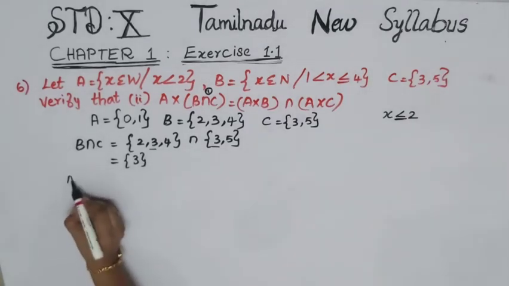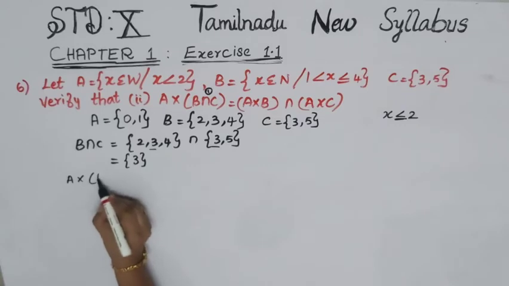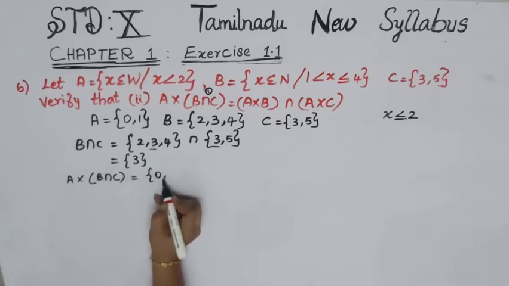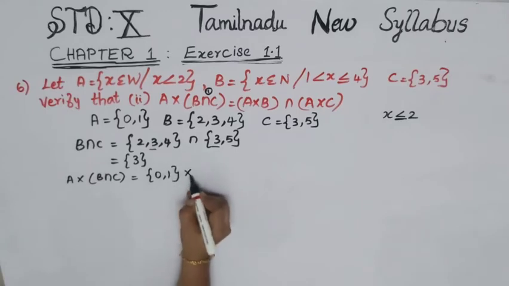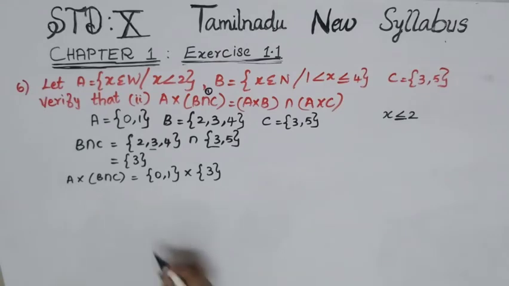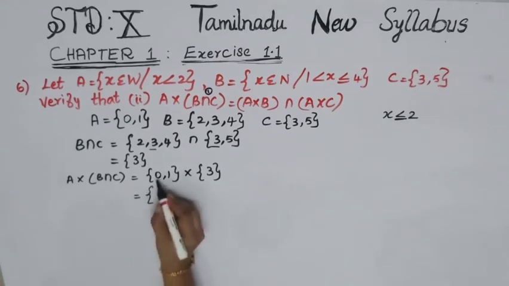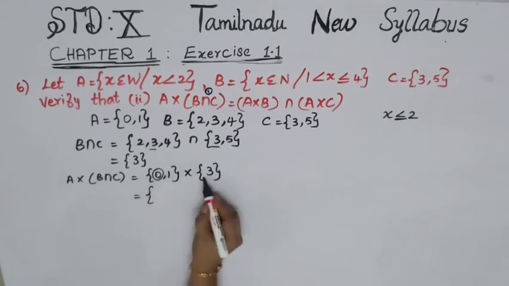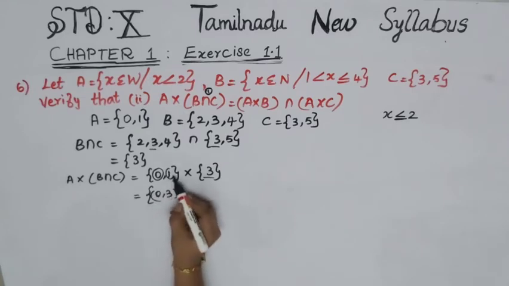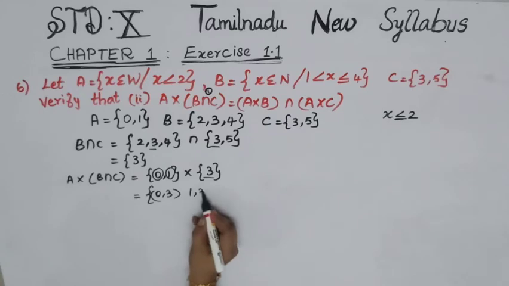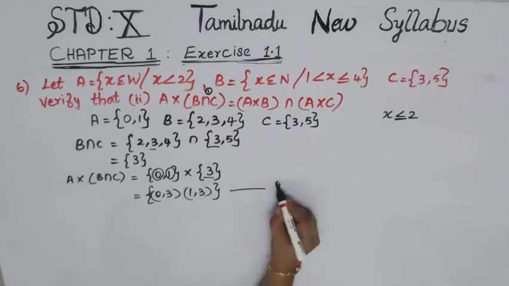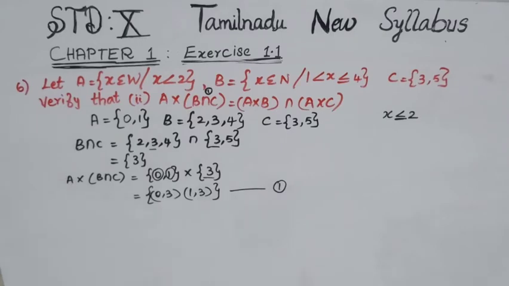Now going to A × (B ∩ C). A is nothing but {0, 1}, cross your B ∩ C, which we have got as {3}. Now writing your ordered pairs: the first element in A joining with this 3 gives (0, 3), then the second element in A joining with this 3 gives (1, 3). So with this our left hand side is over. We'll just mark it as 1. Now going to your right hand side.